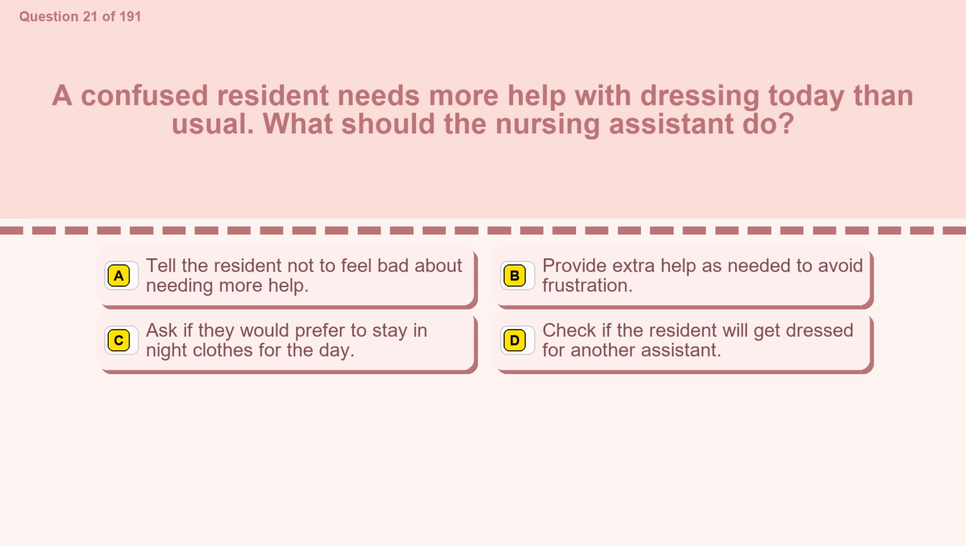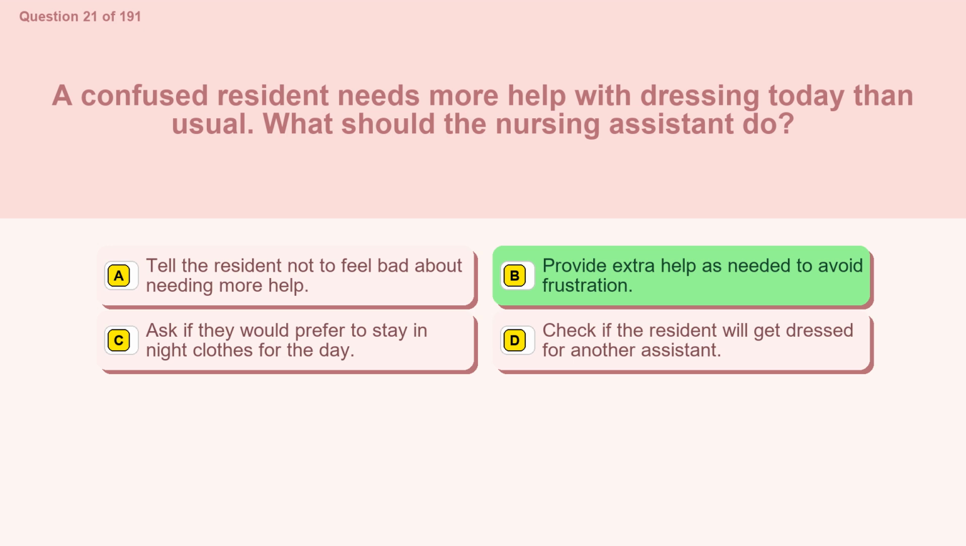Question 21. A confused resident needs more help with dressing today than usual. What should the nursing assistant do? Option A. Tell the resident not to feel bad about needing more help. Option B. Provide extra help as needed to avoid frustration. Option C. Ask if they would prefer to stay in night clothes for the day. Option D. Check if the resident will get dressed for another assistant.